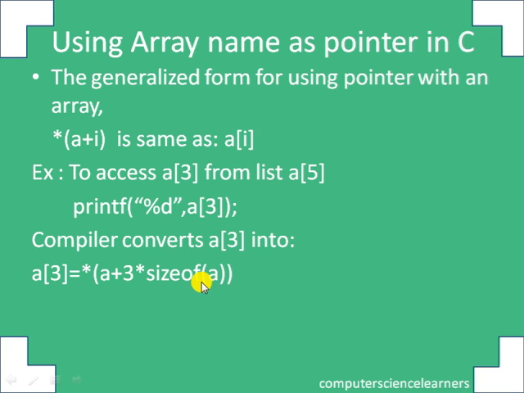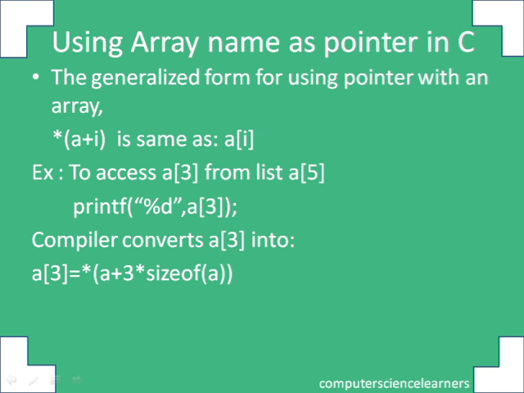Let us assume the compiler takes 2 bytes for storing an integer value. So 3 into 2, 6. 1000 plus 6 means 1006. So at the 1006 location, we will get the value.